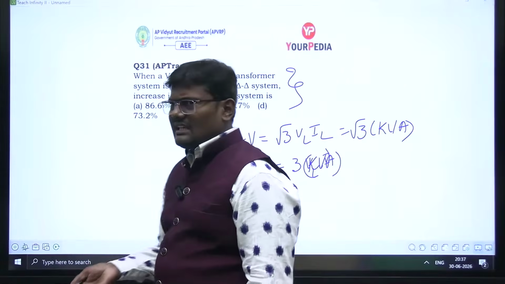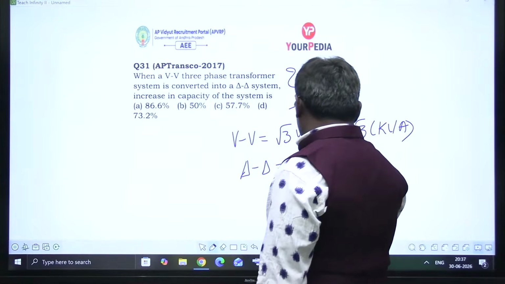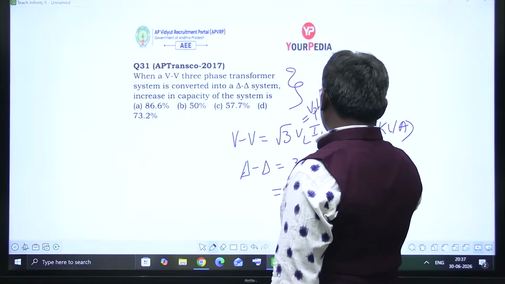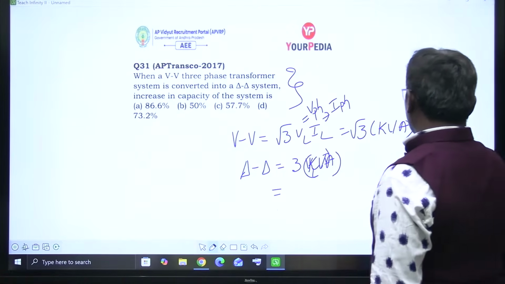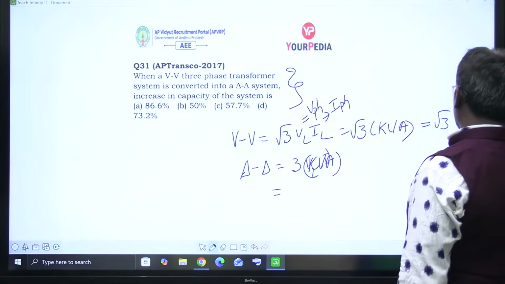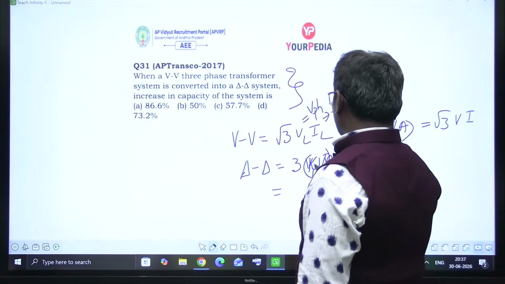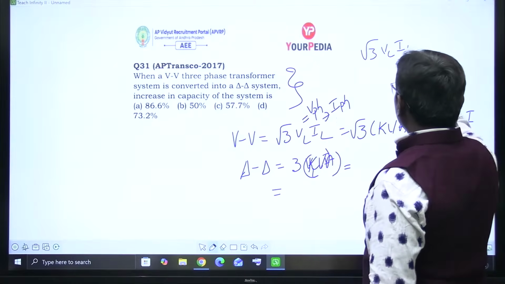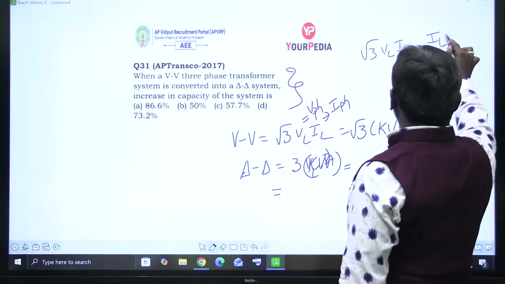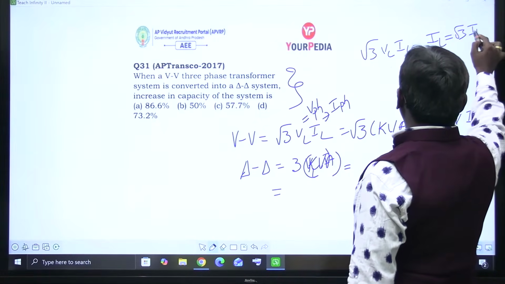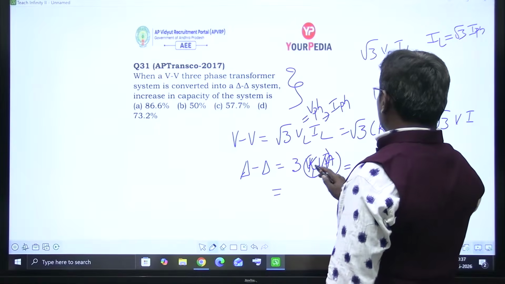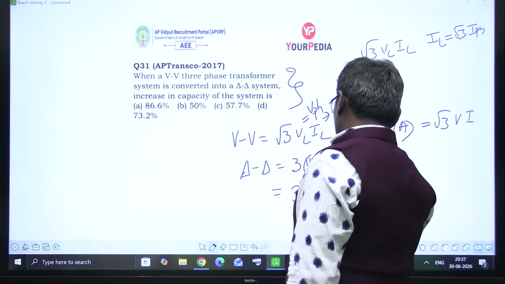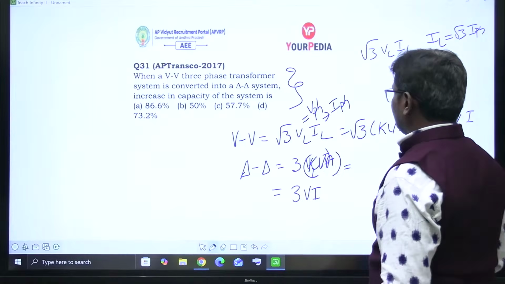So root 3 VL IL, where VL is equal to V phase and IL is equal to I phase. So I can write it as root 3 VI. But in a closed delta, IL is equal to root 3 times of I phase. Then obviously it is 3 times of VI. So what is being asked?